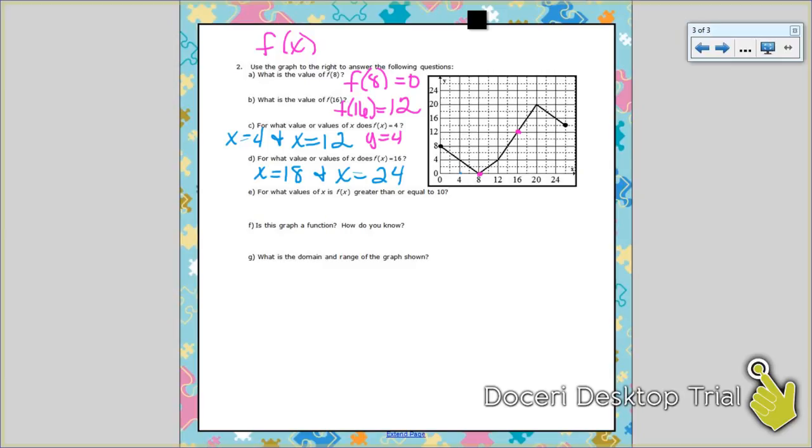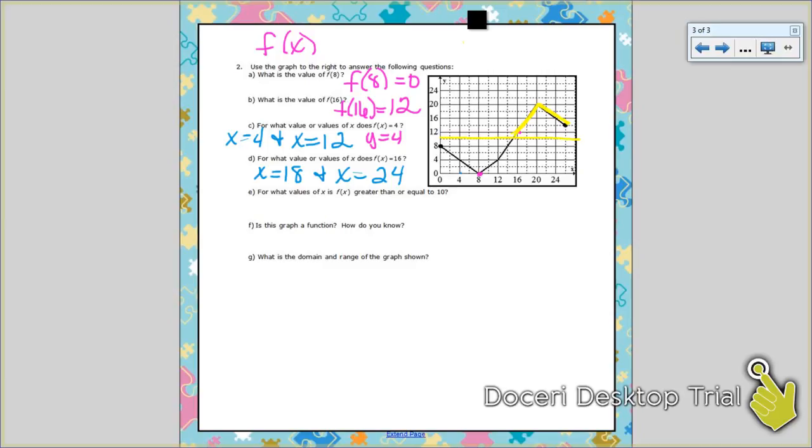And then E is interesting, because E says for what values of x is f of x greater than or equal to 10. So they're saying when y is 10 or more. So right here is where the y value equals 10. If I draw a line all the way across, I can see what's above it and what's below it. We want to be equal to 10 or above it. So that's everything, all of this right here, every single point from here to here.